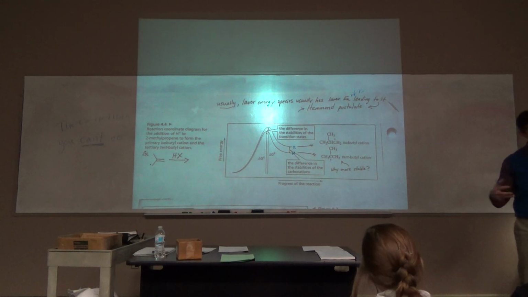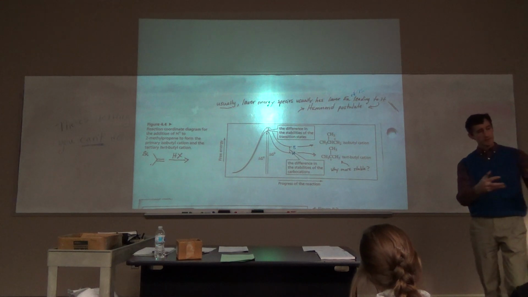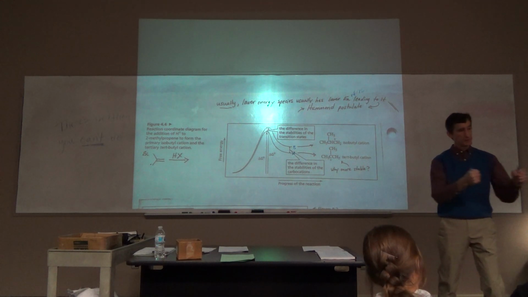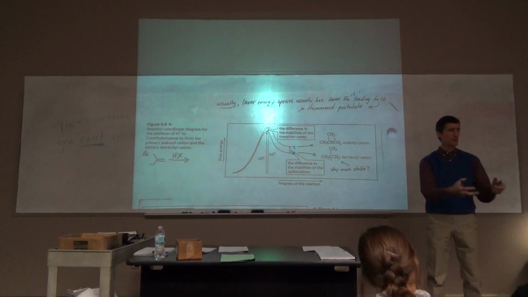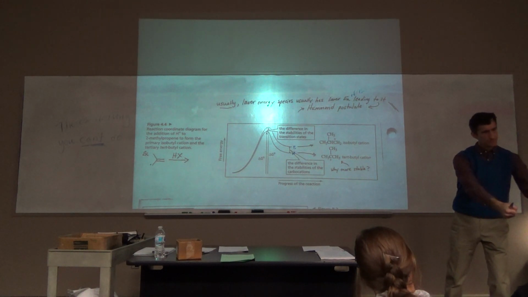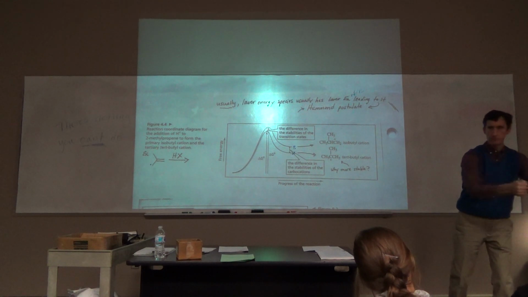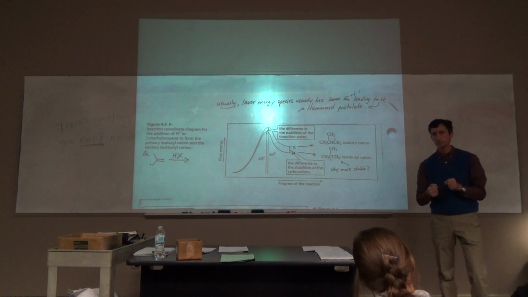Right? How do you stabilize a cation? Do you want to move electrons towards it or pull away? You're a cation. How do I help you out? Electrons towards you. Same thing as saying you're poor. How do I help you out? Give you money. You're electron poor. How do I help you out? Give you electrons. Push electrons towards you.